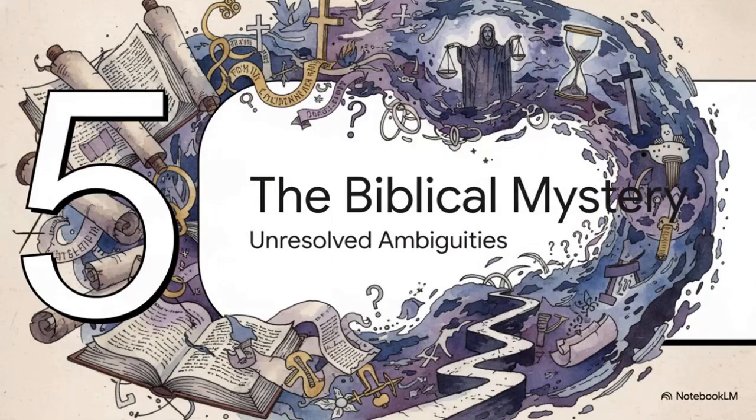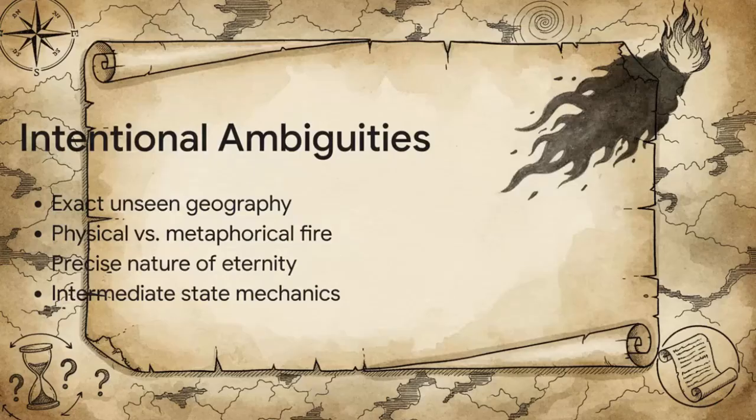Finally, Section 5. Embracing the biblical mystery. We've mapped out the text, the timelines, and the theology. But to really respect the source material, we have to confront the profound ambiguities the biblical authors intentionally left unresolved. To impartially report what the texts do and do not say, we've got to look at those intentional ambiguities.